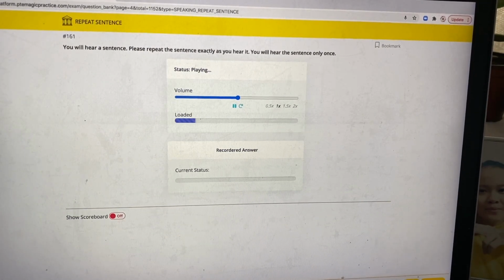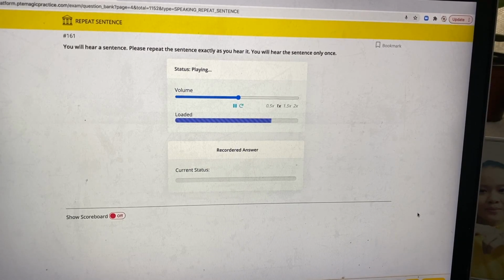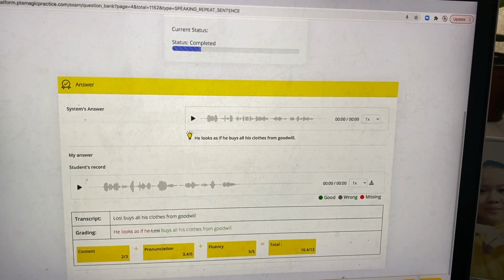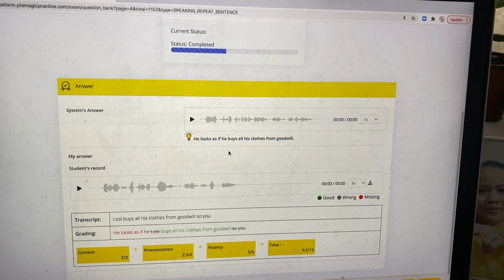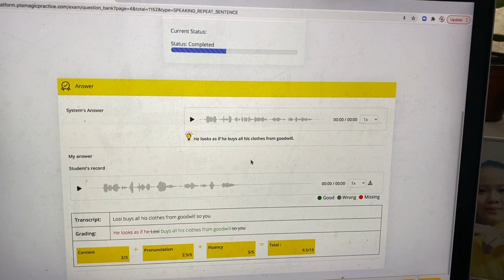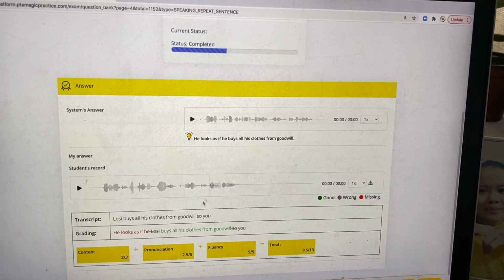He looks as if he buys all his clothes from Goodwill. He buys all his clothes from Goodwill. So you see, I will not repeat every single word. Even though this is not quite a difficult one, all I can hear clearly is he buys his clothes from Goodwill. And I repeat it, buys all his clothes from Goodwill.